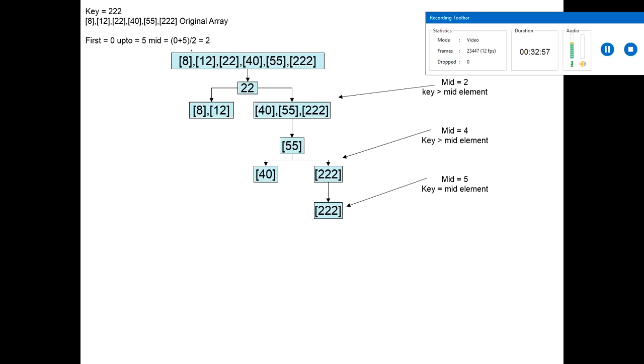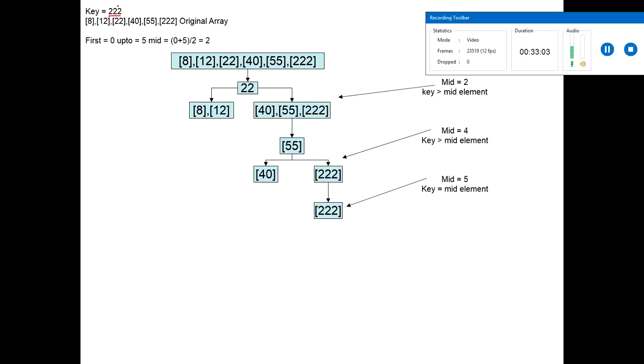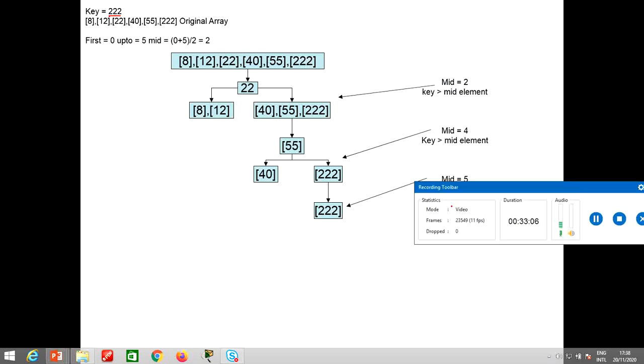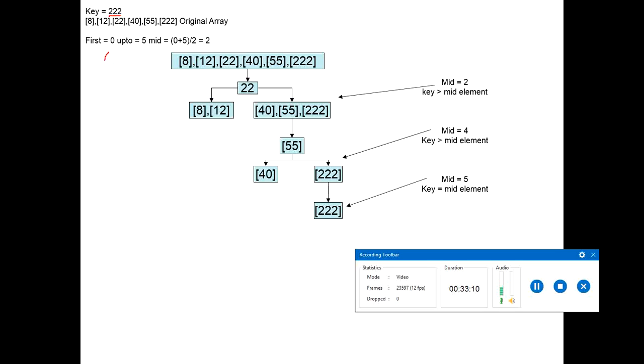Alright, so let's assume over here my key is 222. Now I have 6 elements. In the example I had 5 elements, but I have 6 elements over here. So first is 0 and up to is 1, 2, 3, 4, 5, 6 elements, 6 minus 1 is 5. So 0 plus 5 divided by 2.